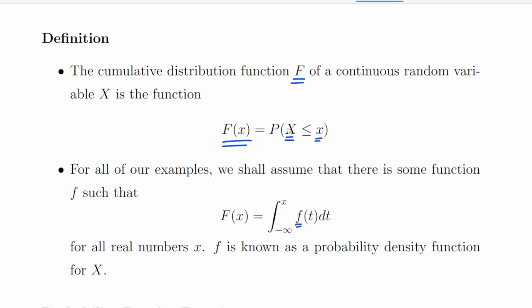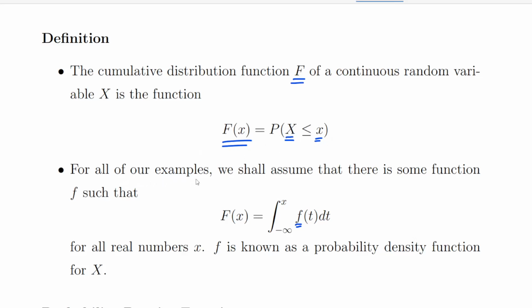Again, that's small x. So capital X is the name of the variable, small x is some possible value of X, okay? And F of x is the probability that X will be less than or equal to this particular value of x, this possible value of x, okay? So x is some real number, capital X is the name of the variable.